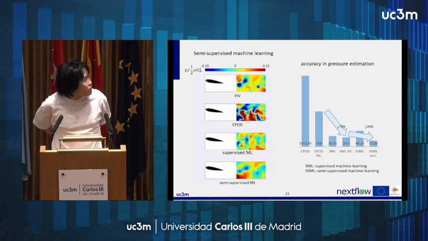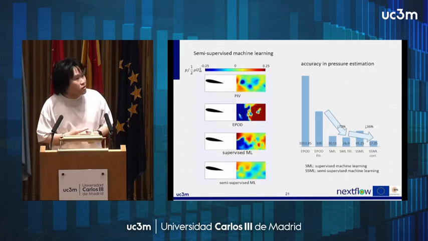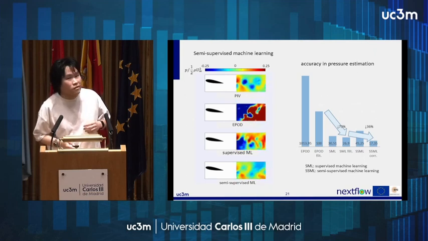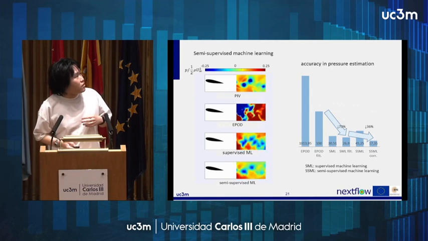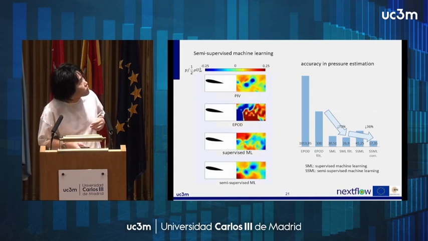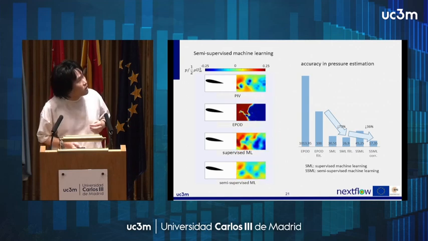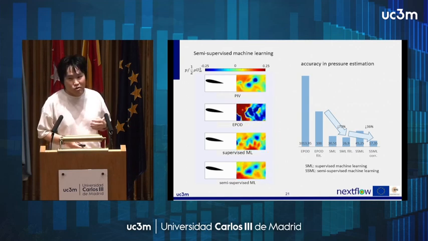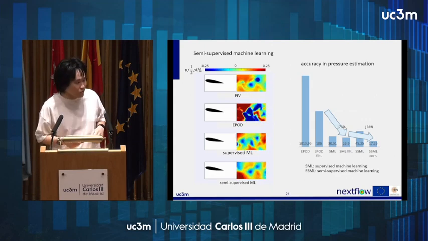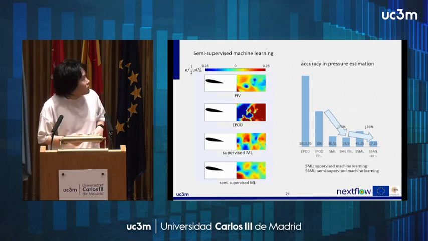We found that supervised machine learning has a 73% improvement compared to EPOD, and semi-supervised machine learning has a 36 percent improvement over the supervised one.